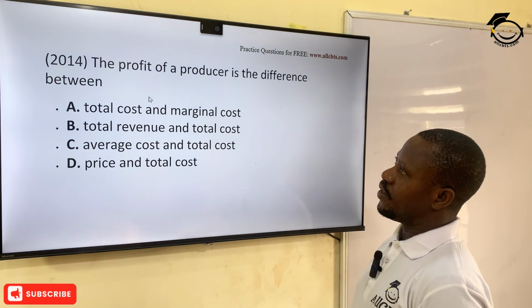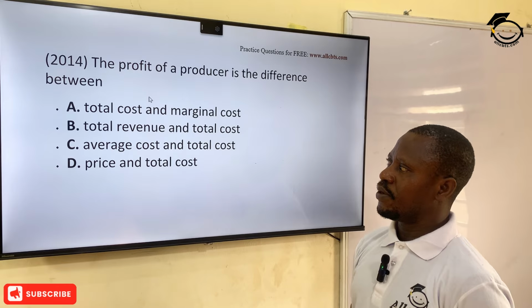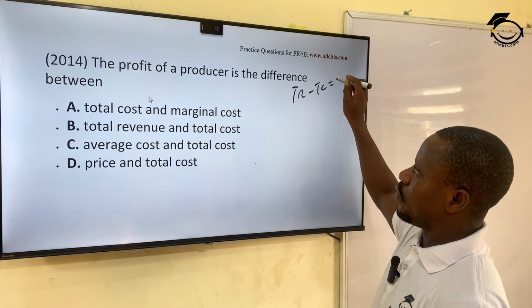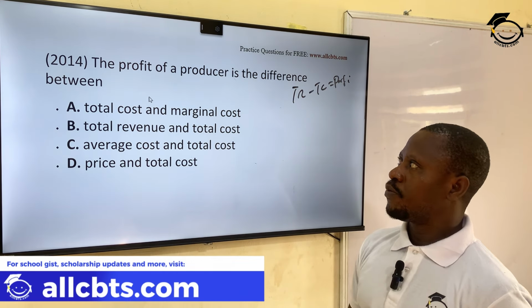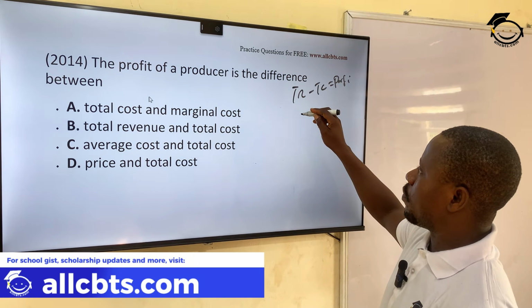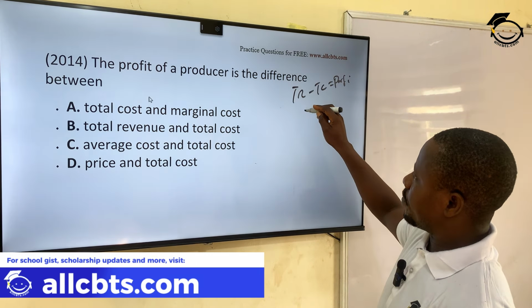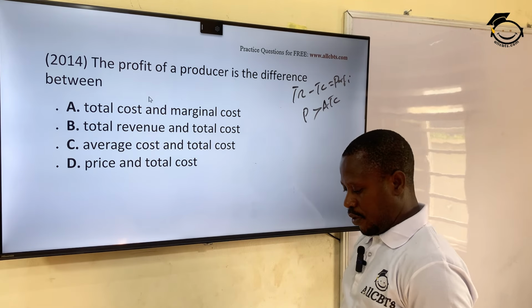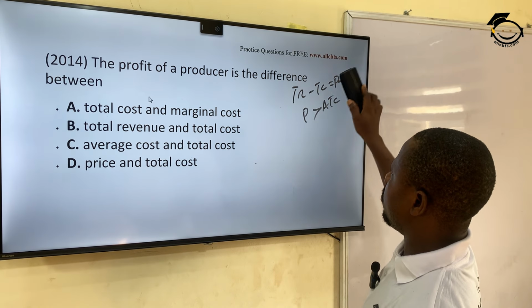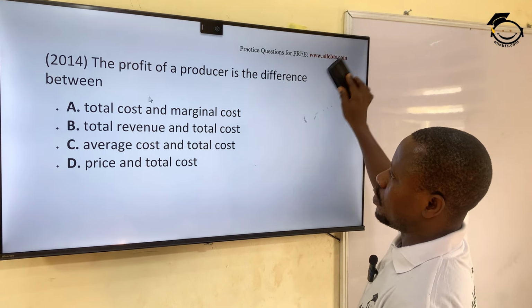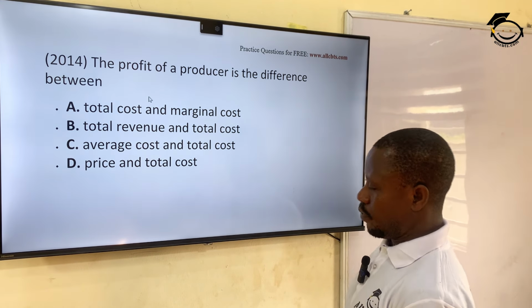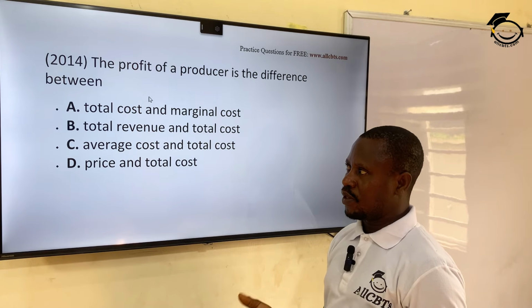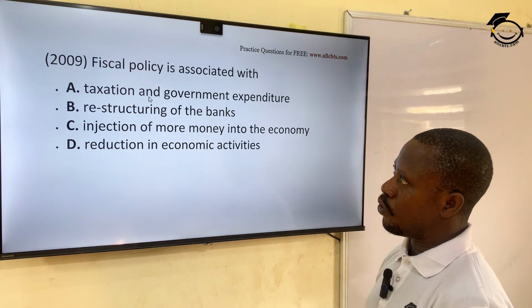The profit of a producer is the difference between, I think I mentioned this earlier, all right? The difference between what? Total revenue and total cost. That gives you the profit of a producer. But if you are looking for abnormal profit, it is where his price is greater than his average total cost. That is abnormal, supernormal profit. But profit is TR minus TC, which is option B, total revenue and total cost. The difference is the profit. Or the total money you receive minus the total money you spend. Just find the difference, that is your profit. It's simple mathematics and simple logic.